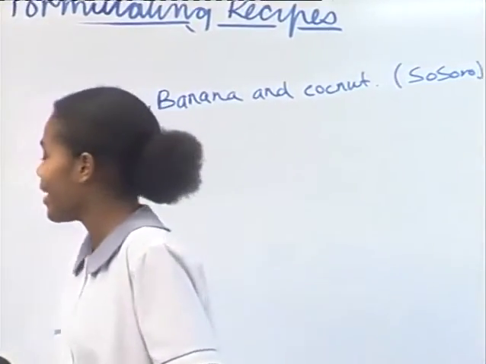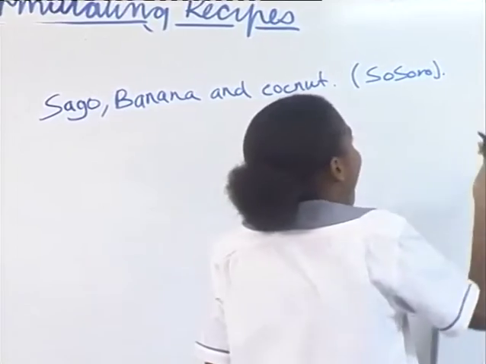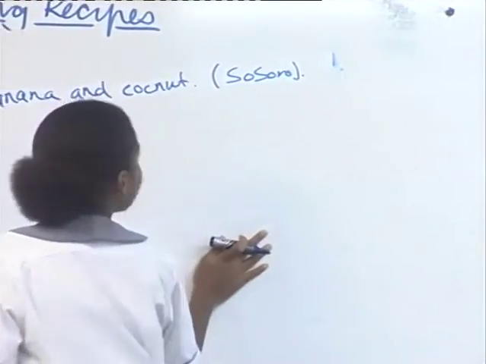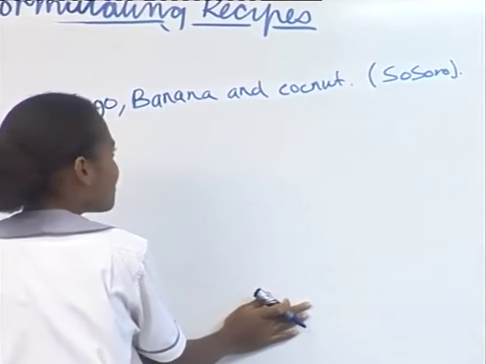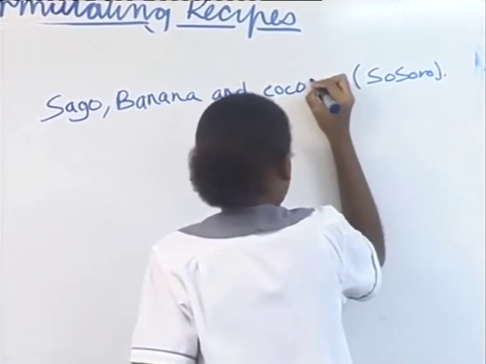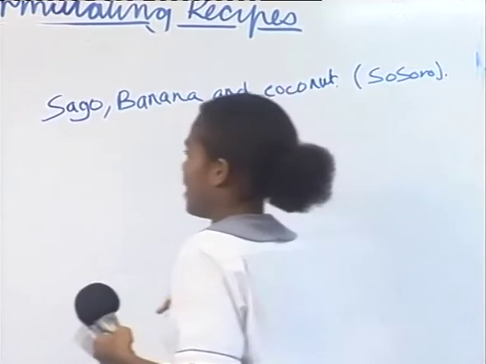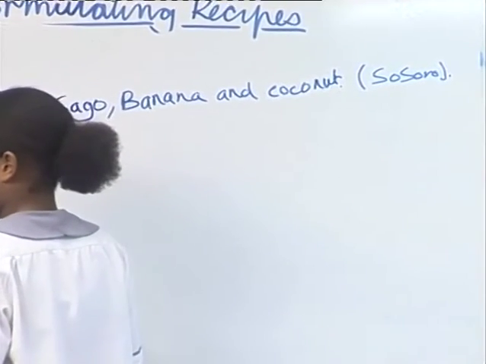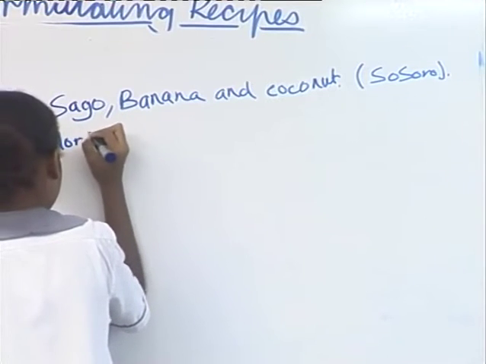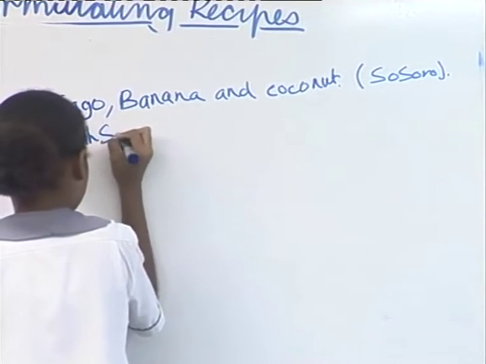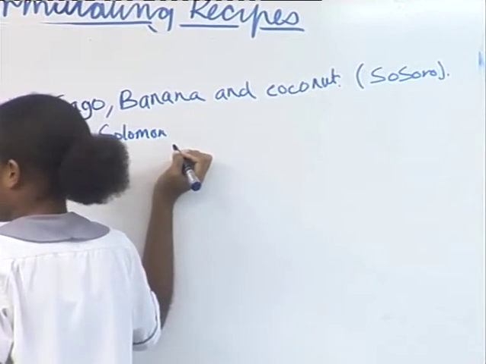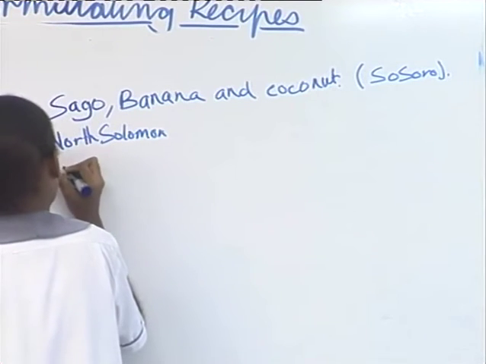From which place? Write it underneath. So remember, space underneath. Yeah, write it there. Not Solomons, but which part of the Solomons? You are from an island, so you have to write that there.